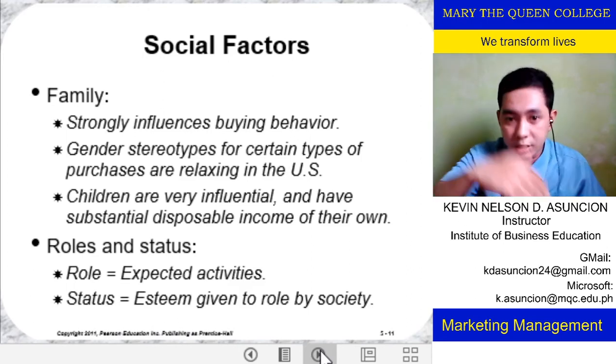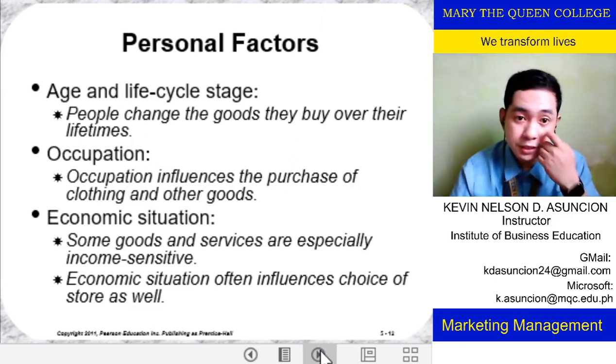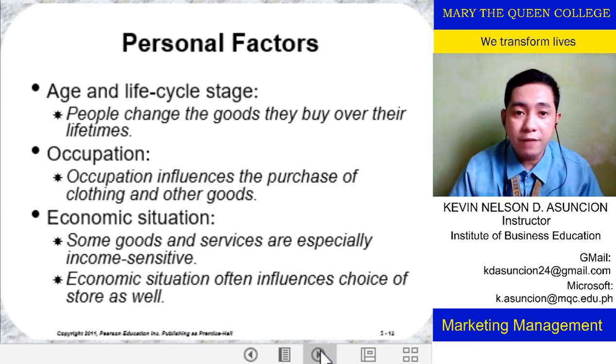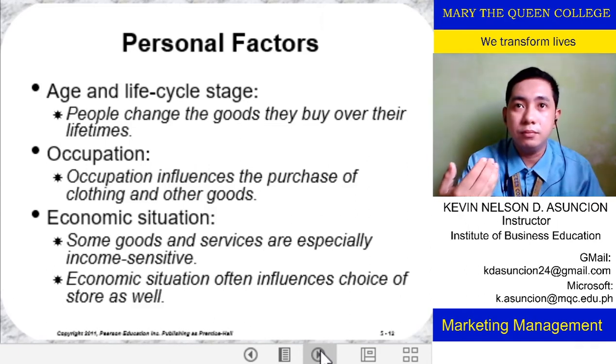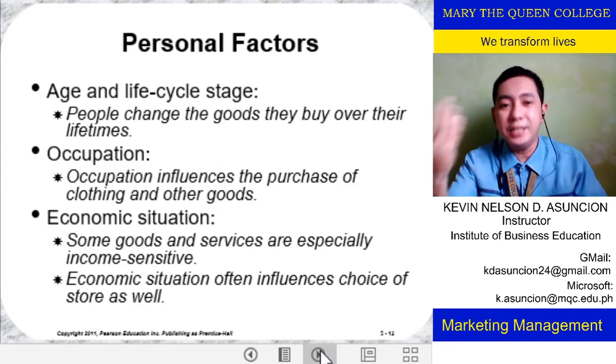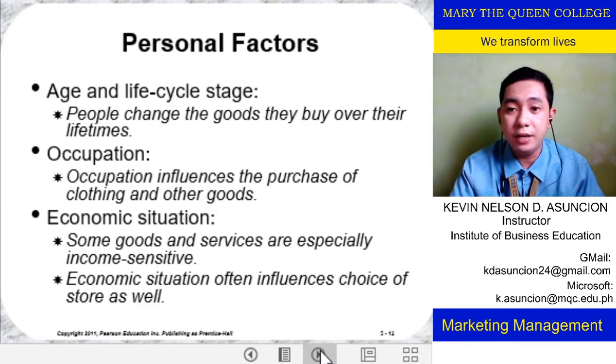That's what they call the expected activities from us, no? Then also there are personal factors. Your buying preference may be affected by your age and the life cycle, no? According to statistics, the group of people when they were young, mas gusto nila yung colorful, no? Nung tumatanda na sila, they get to purchase lighter colors, or even neutral colors, no? Parang classic, parang ganun. So it depends upon the age and the life cycle or the stage.